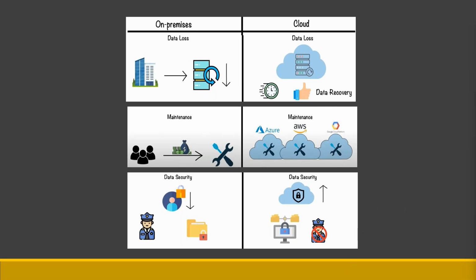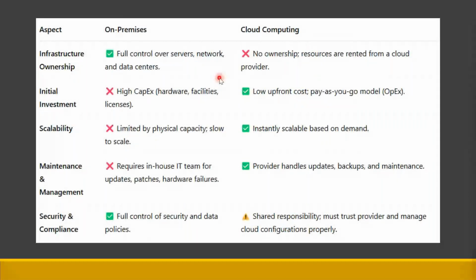So that is all about the on-premises versus cloud comparison. This is just a summary of what I have explained so far. You can see the tick marks, which are the pros of on-premises and cloud computing systems, and the cross marks show the disadvantages among them.